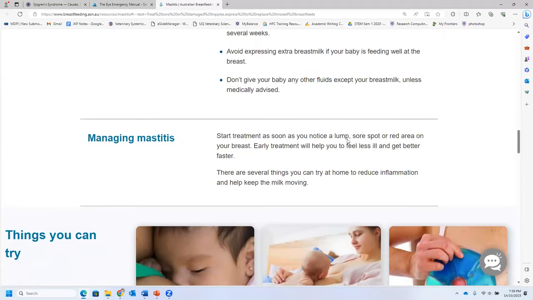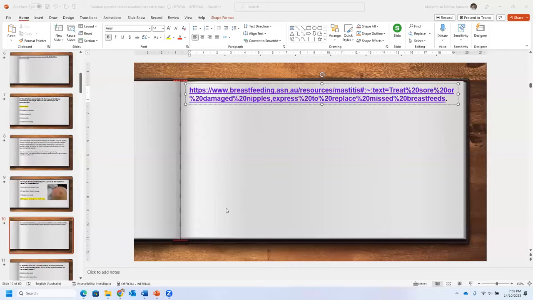Managing mastitis, whenever you notice it, always go to your doctor and start the antibiotics right away, because we don't want the mastitis to become an abscess. All right.